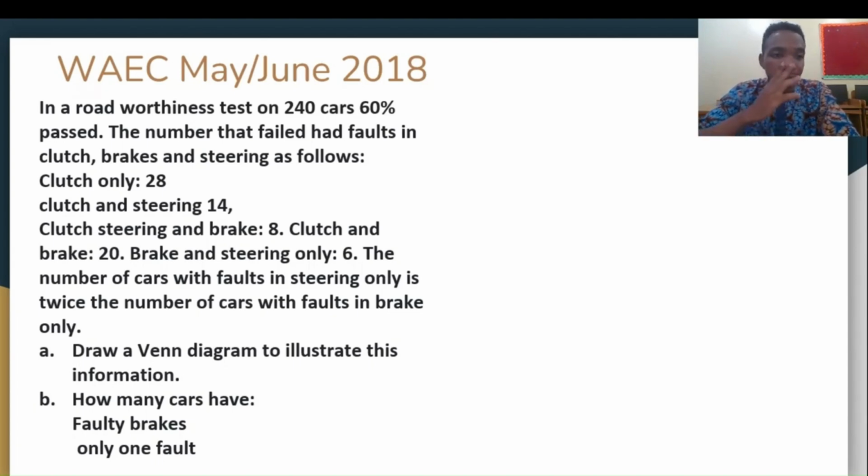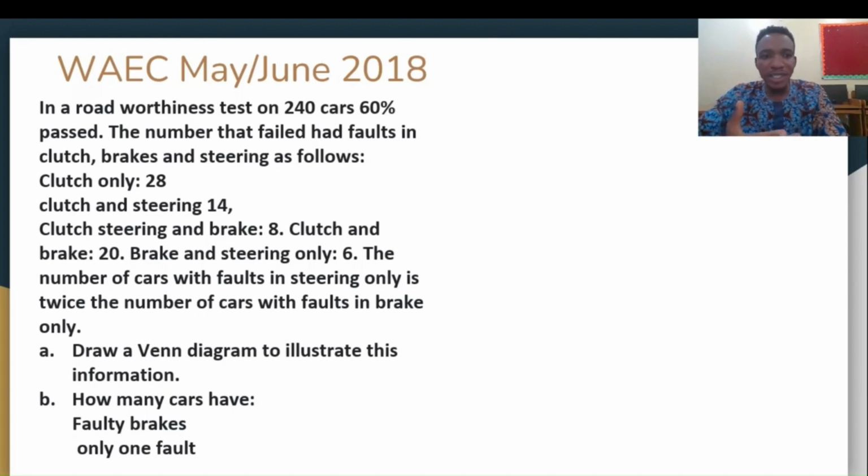And the question says, in a roadworthiness test on 240 cars, 60% passed. The number that failed had faults in clutch, brakes, and steering as follows. So they proceeded to give us the faults in the number that had fault. So that means for this particular question, we are only interested in cars that have fault. So they are really trying to trick us with this question, but we are going to refuse to be tricked. Because why?